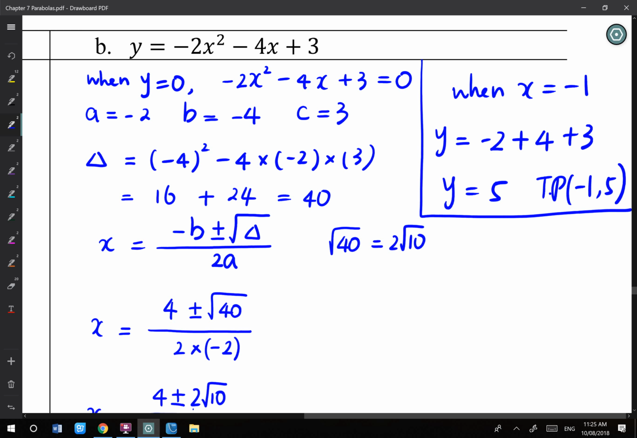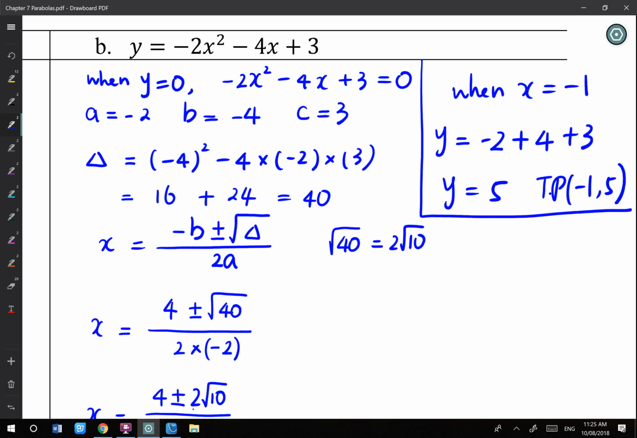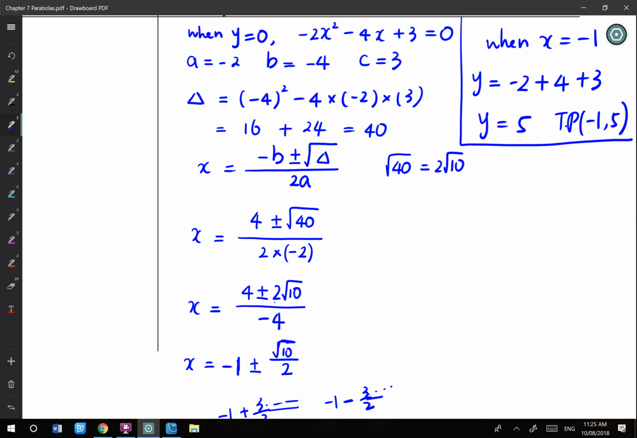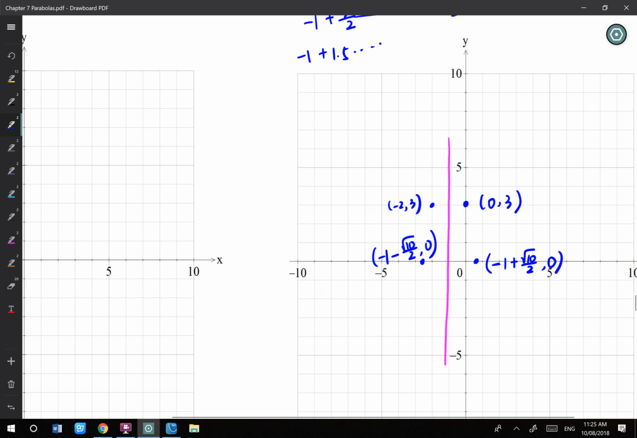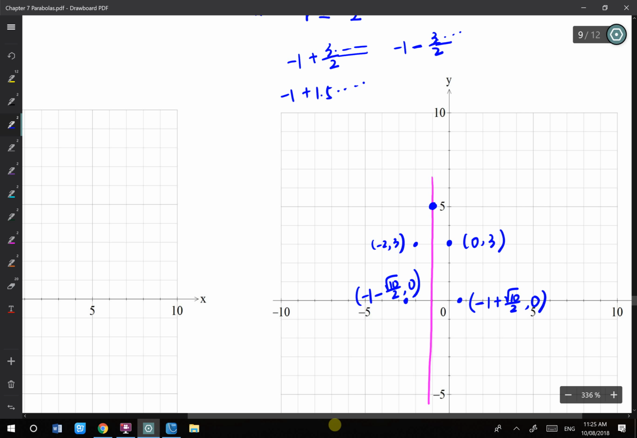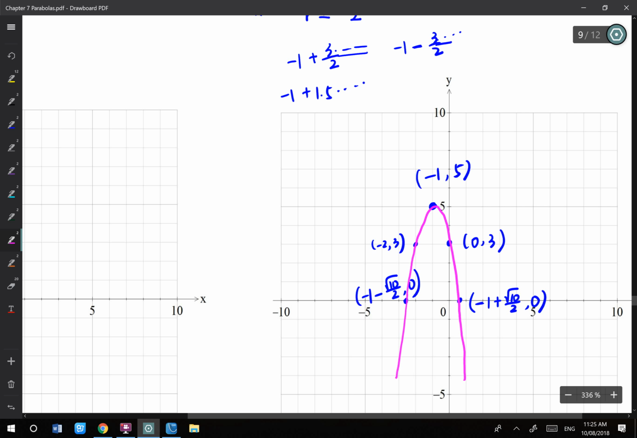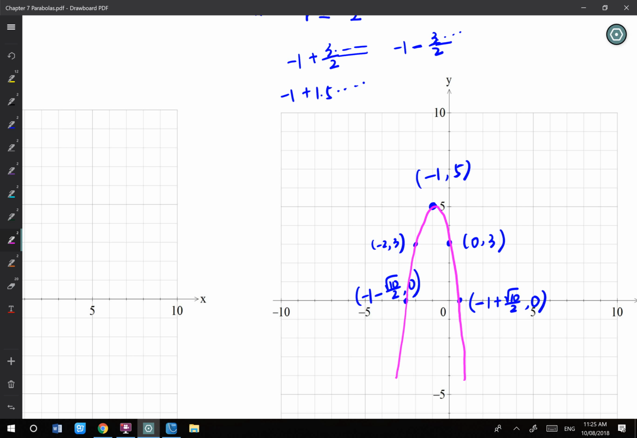Sub -1 in, and you work out the y value. That will give you the turning point. The turning point is -1 and 5. So the point is here, -1, 5. And therefore, it's easy to sketch the graph now. It's a downward shape, and you can see that it's a -a.